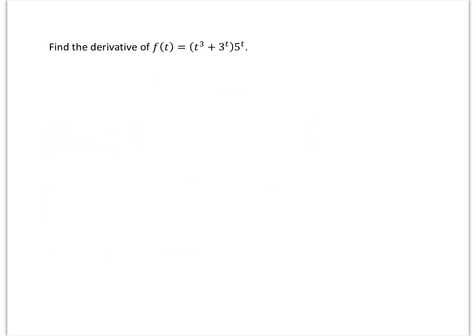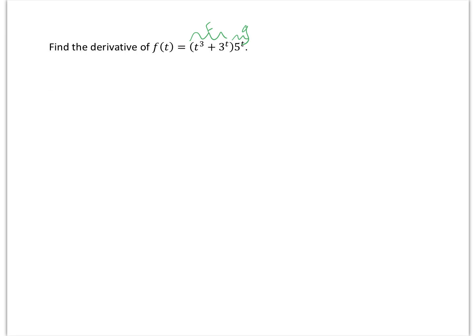Let's practice with the product rule by doing an example. Find the derivative of f of t, which is t cubed plus 3 to the t, times 5 to the t. So I'm going to call this first function f, the one in parentheses, and 5 to the t will be g.